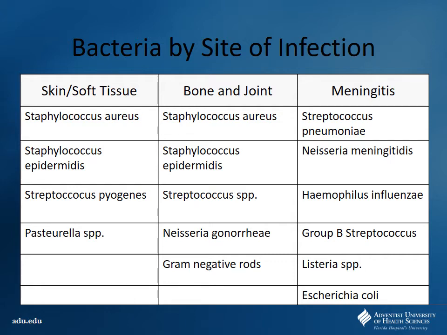So if you look at things like skin and soft tissue infections, what do you see most often? You see a lot of gram-positives. You see things like Staph aureus. You see a lot of things like Staph epidermidis. If you ever have someone who comes in for a spider bite, what is it most often?